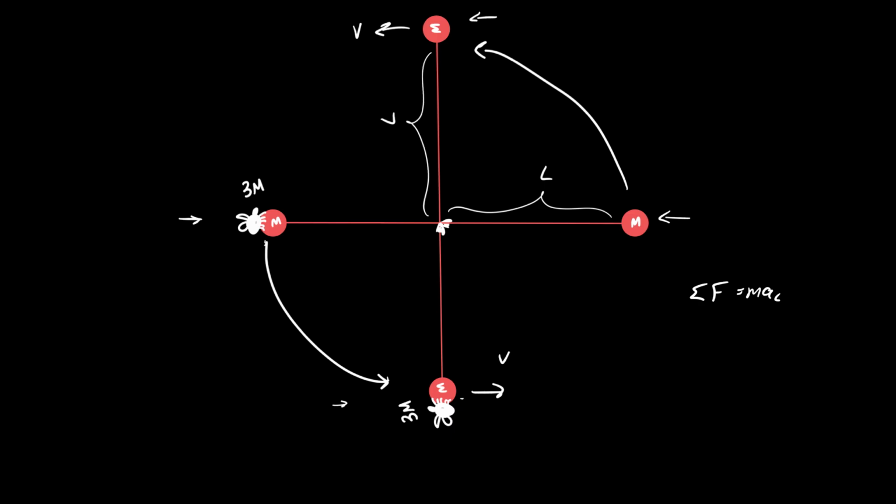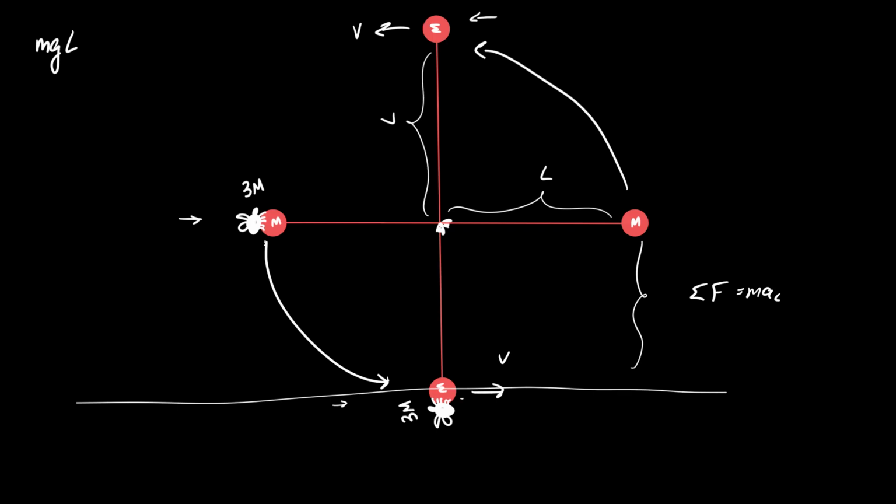Because I'm afraid that if I do it the other way, it'll confuse you, I'm going to make the bottom the universal reference level, and I'm going to compare the two states. So this mass starts with a gravitational potential energy of mgL, and the other mass starts with a potential energy of 4mgL.